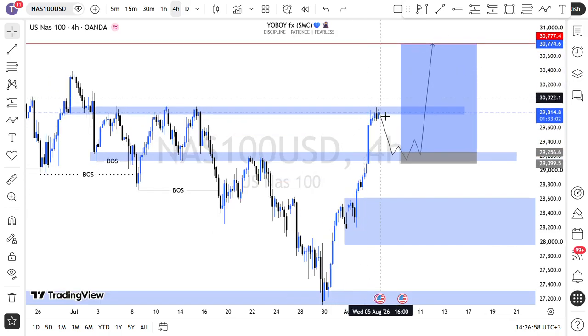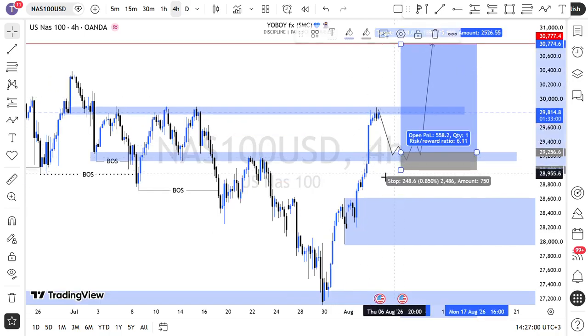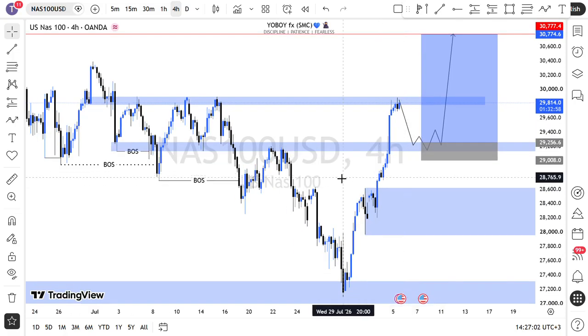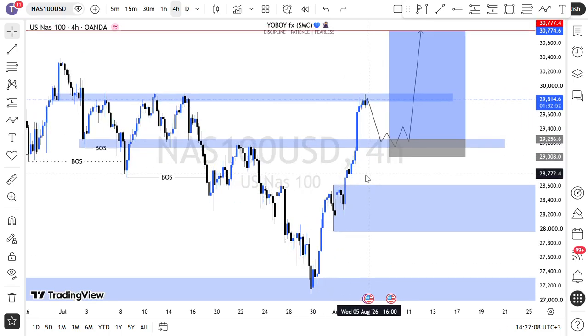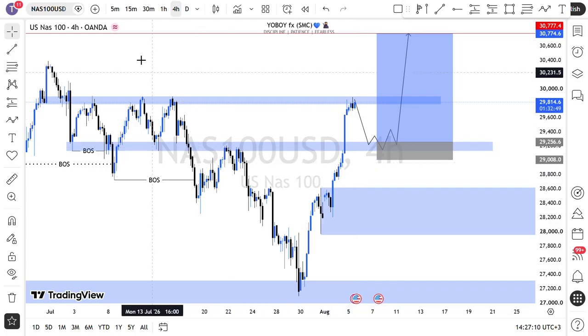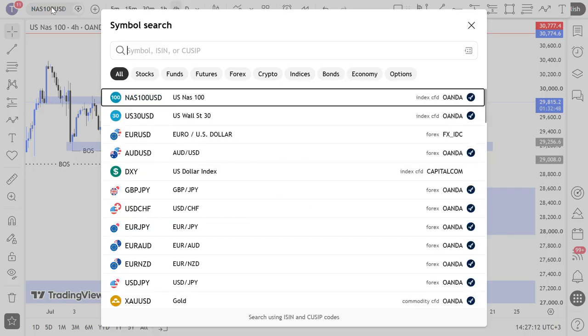So that is the simplest way I can analyze NAS 100 as of now, because we clearly have some aggressive movement to the upside. So that is it on NAS 100, guys. If you have a different opinion, just don't forget to comment down below in the comment section.